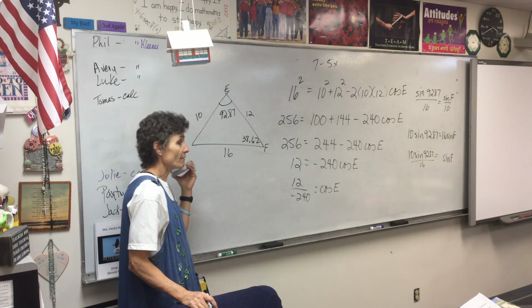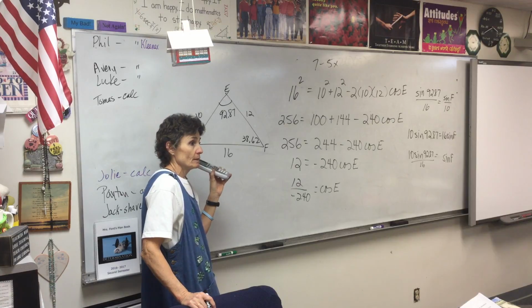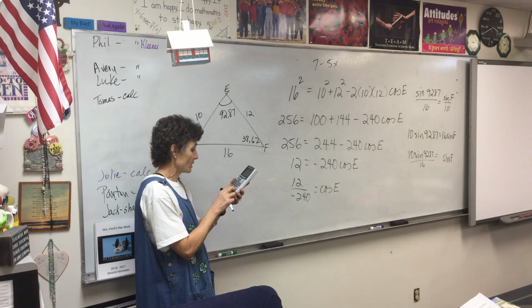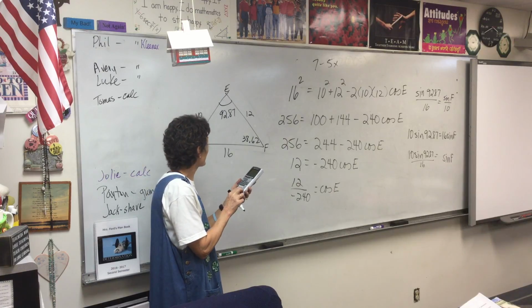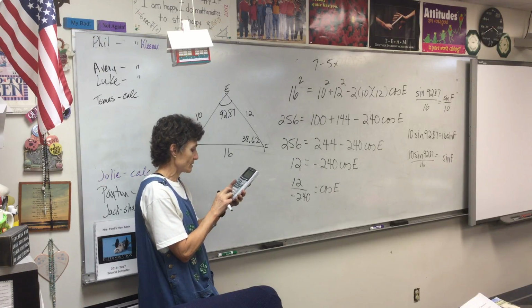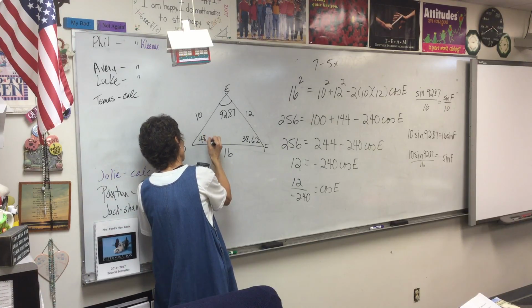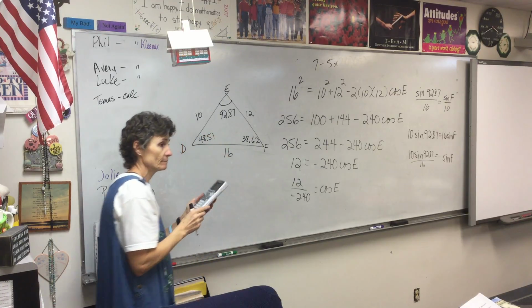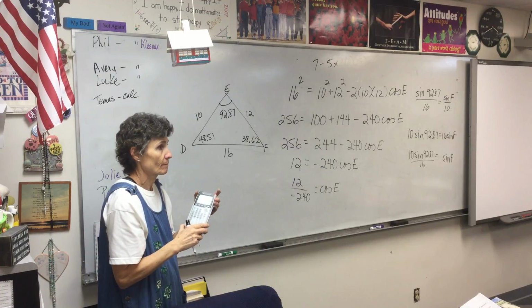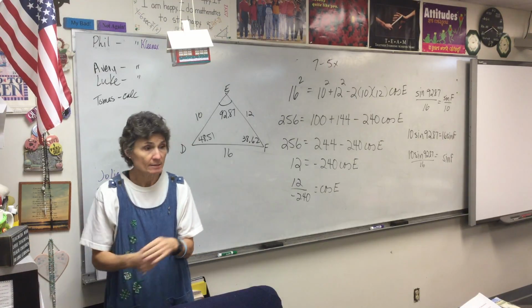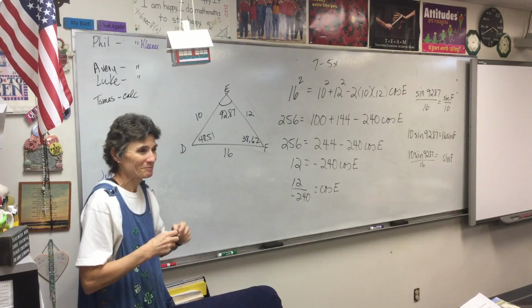Now the only thing left is angle D. Add them up and subtract from 180. So 92.87 plus 38.62 from 180 is 48.51. And that triangle is solved.